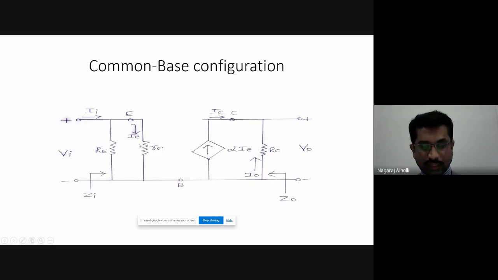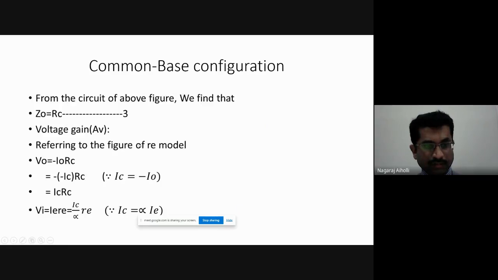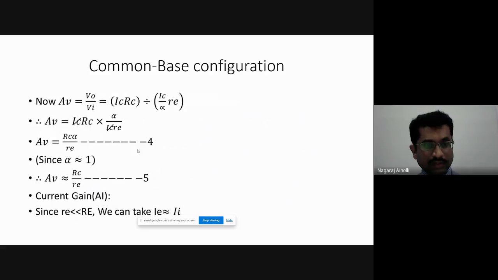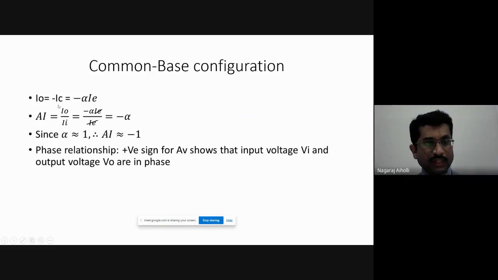So we are using the equation Ie is approximately Ii, or Ii is approximately equal to Ie. Now what is I naught? I naught is minus Ic. Just now we saw I naught and Ic are opposite in directions. Therefore, I naught is equal to minus Ic. Ic is alpha times Ie, right? Ic is alpha into Ie. Therefore, this will be minus alpha into Ie.